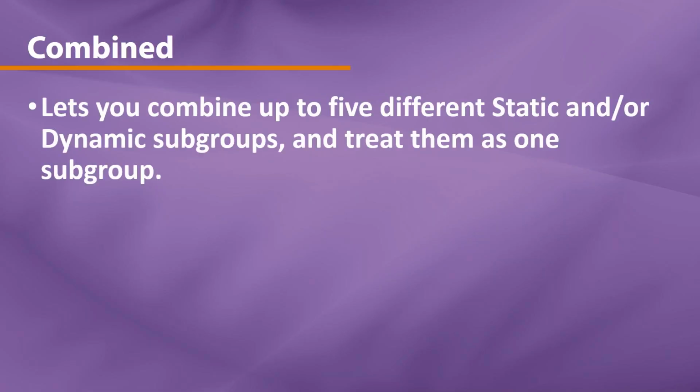Okay, so the third type of subgroup, and I would consider this the most complex of the 3, is the combined subgroups. Combined subgroups let you combine up to 5 different static and/or dynamic subgroups and treat them as one. So it's kind of like adding and subtracting people to your list, but doing it based on the subgroup that they belong to. When we're working with combined subgroups, you may want a list of members and all of the people who are part of VBS, and then you can combine those two together and send out a mailing.